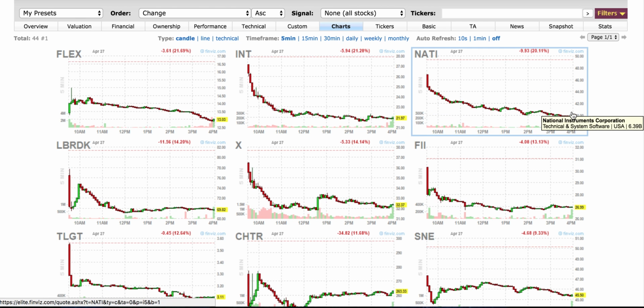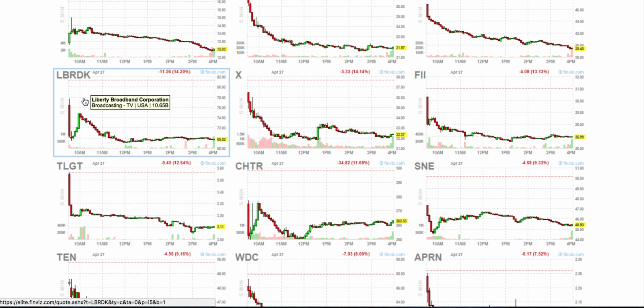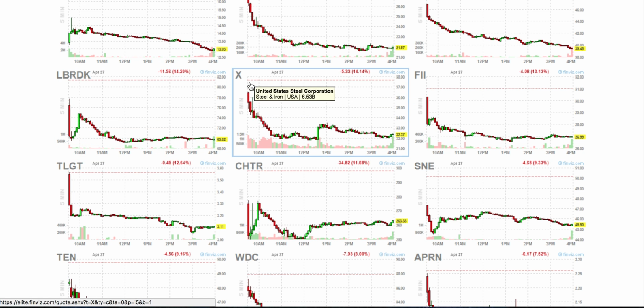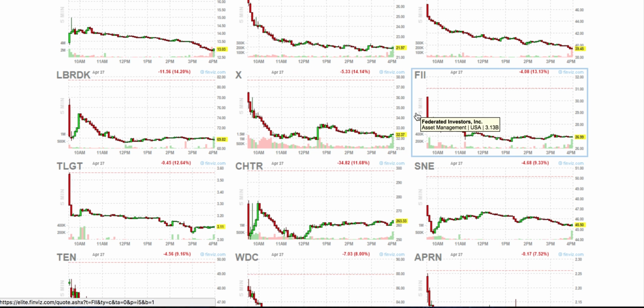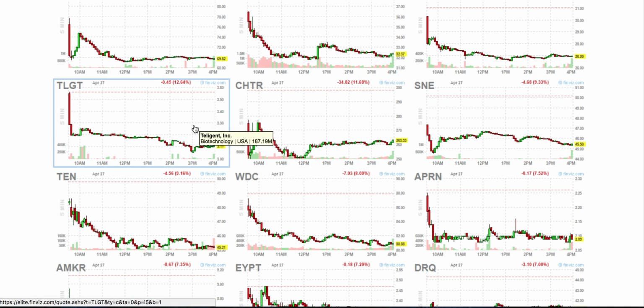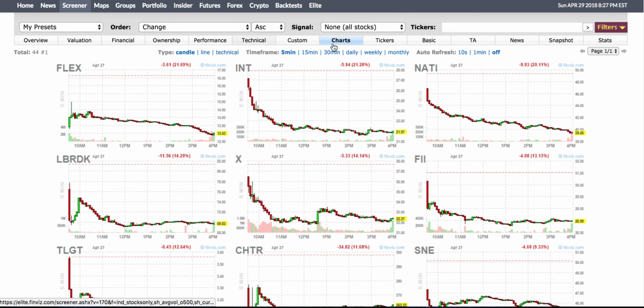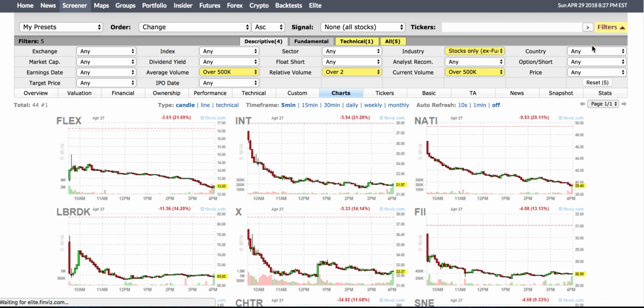Same thing with this, right? Same thing with LBRDK. First move down, pop back up. I mean, just a trend down. X, same thing, down, sideways, down. FIIs, down, up, and then a flush, right? So this is really easy to take a look at in terms of gappers.